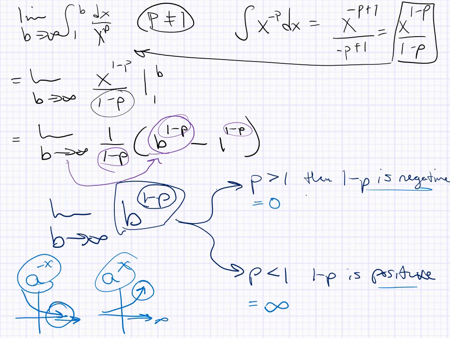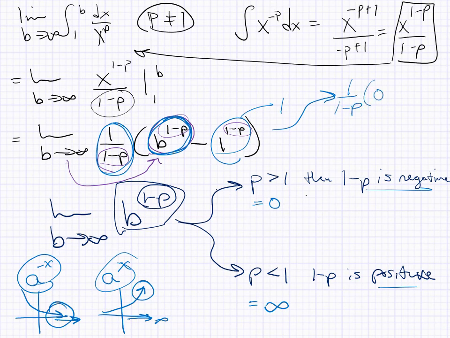Again, p is a constant, right? So 1 to the 1 minus p is 1 to a power, so ultimately that's just going to be 1. And 1 over 1 minus p is just a constant. So what happens here makes all the difference. If p is greater than 1, the answer for this limit ends up giving me 1 over 1 minus p times 0 minus 1.